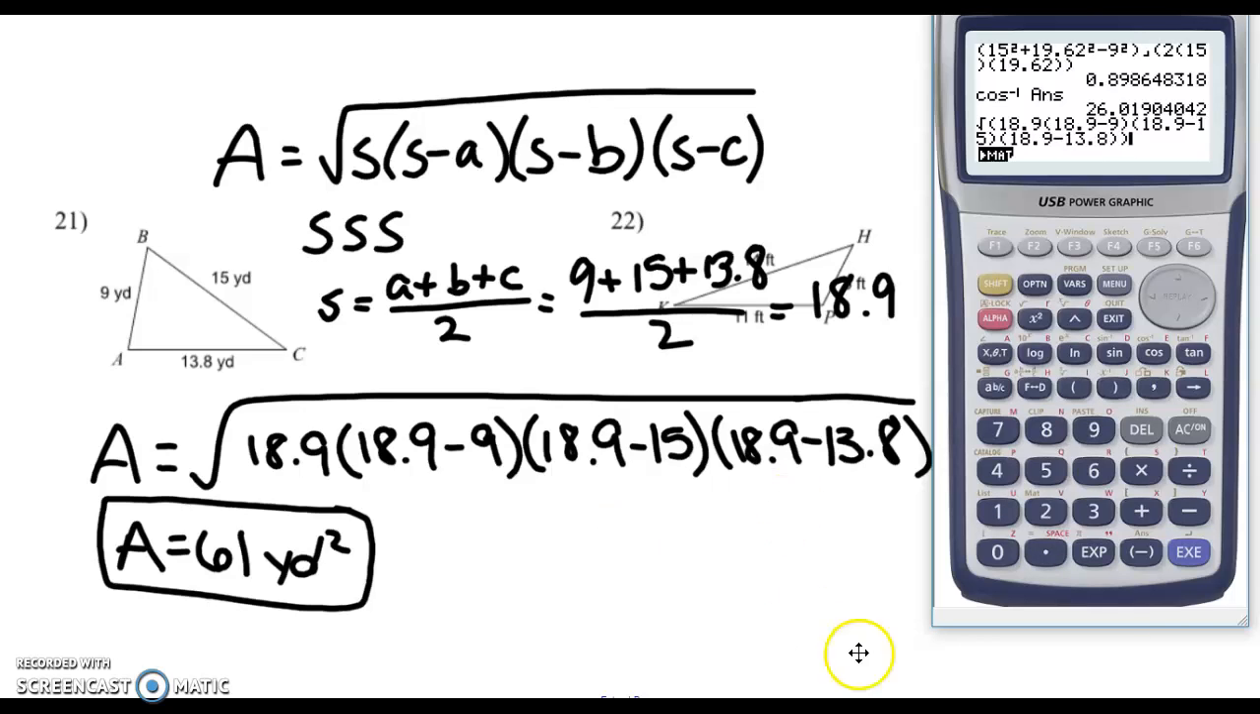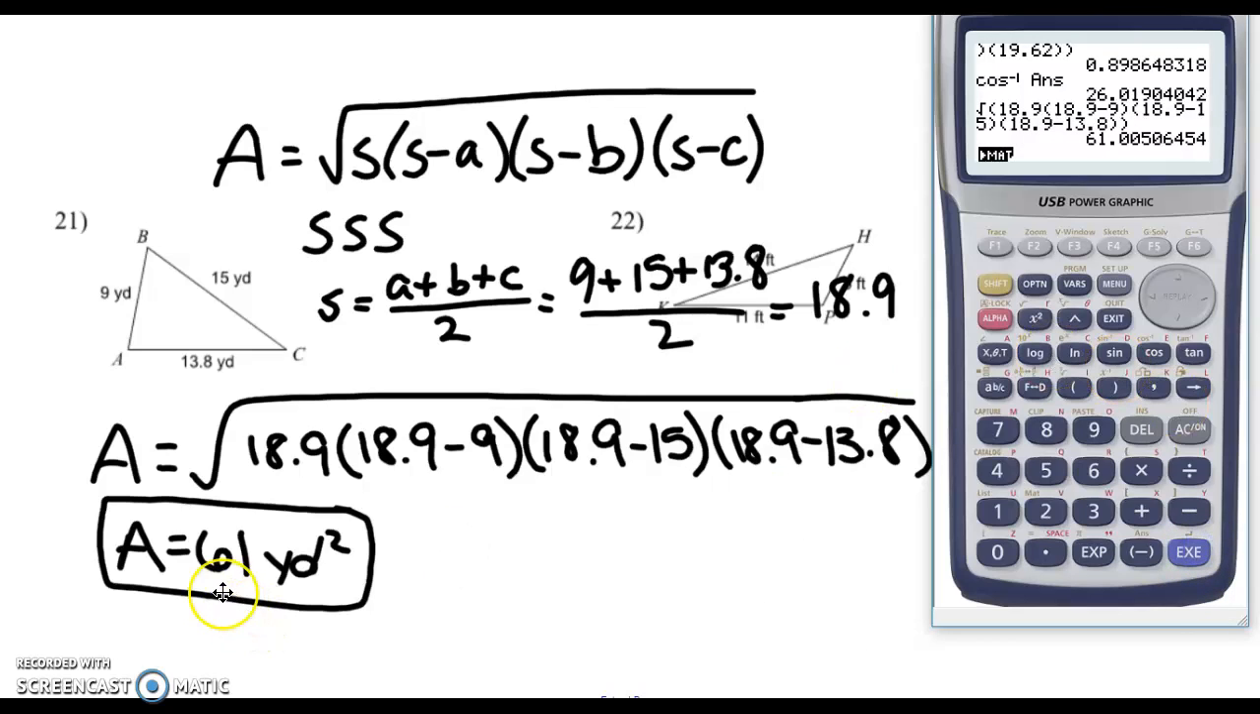Oops, 1 extra. And if you round to the nearest tenth, it's just 61. And our units in this case are yards. And whenever we find area, it's always squared units.